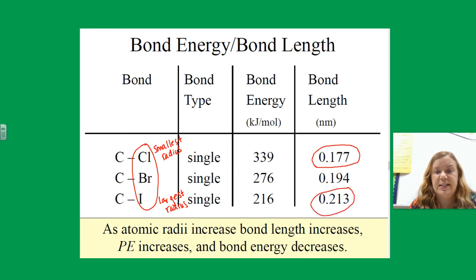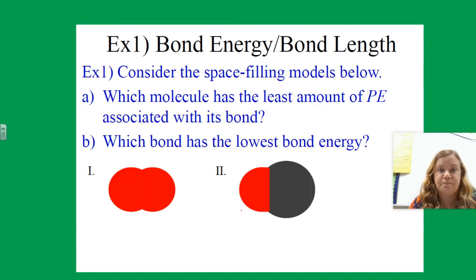0.213. So you can see the differences here. So as the atomic radii increase, bond length increases. That makes total sense. It's like common sense. Potential energy increases and the bond energy then will decrease because it's not as difficult to hold it together.